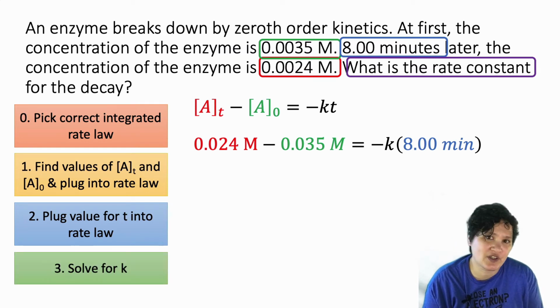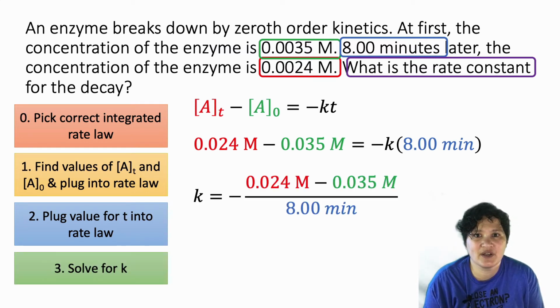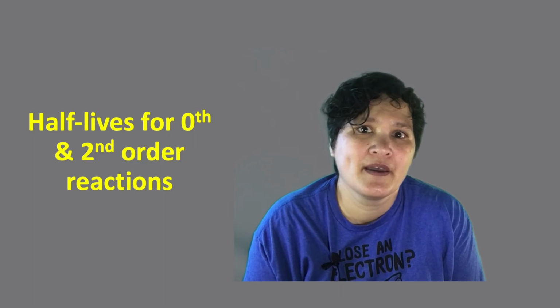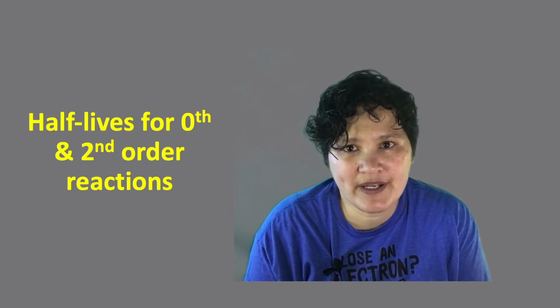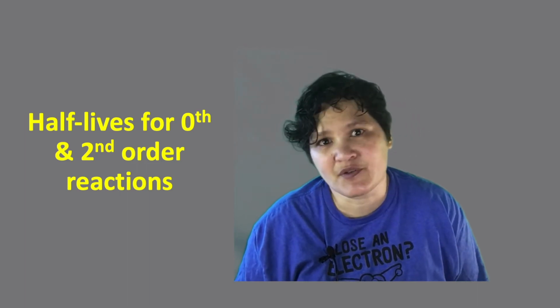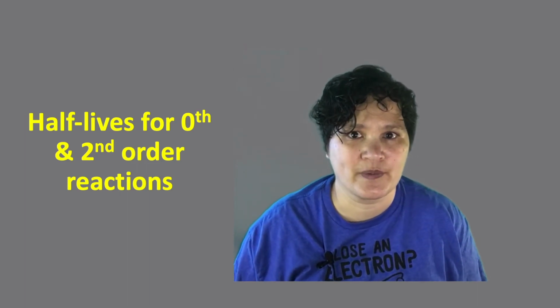Next, rearrange to solve for K. Now plug the numbers into the calculator and we end up with a rate constant of 0.0014 molar per minute. Now at this point in the first order integrated rate law video, we started talking about half-lives. So let's look at half-lives for zeroth and second order reactions.